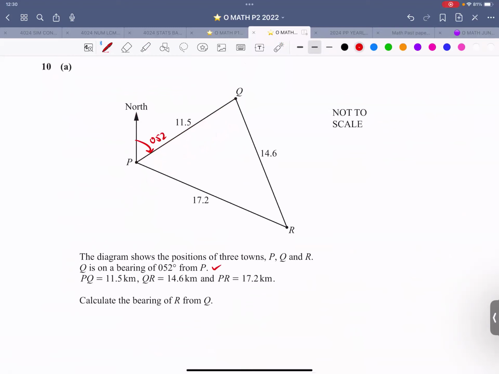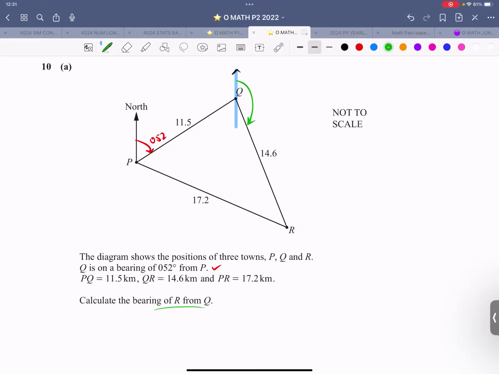And then the rest of the distances are given. And calculate the bearing of R from Q. So R from Q, I'd be drawing a north line like this. And R from Q, I would be needing this angle. So this is the unknown angle that I'd be working for.